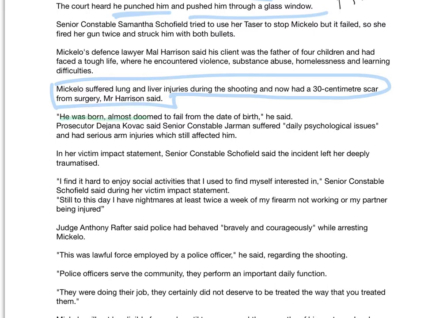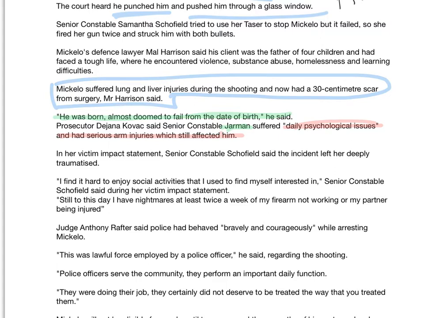He was born or was doomed to fail from the date of birth, he said. However, prosecutor Diana Kovac said that Jarman, the person thrown, suffered daily psychological issues and had serious arm injuries which still affected him. So we're looking at the impact on the victim there, causation, etc.